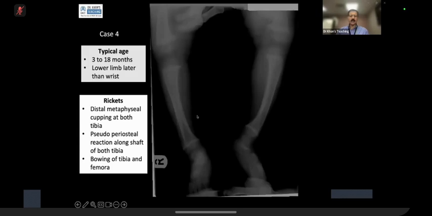What happens is, if you go back to your normal metabolism of bone, in a child, there is growth, osteoclastic activity under the periosteum. So there is new bone formation. It is normal physiological. But this new bone is devoid of calcium, so it looks like lucency, and overall gives you an appearance of pseudo-periosteal reaction. So that is why rickets has been given in the differential diagnosis. And then we go to the next case.